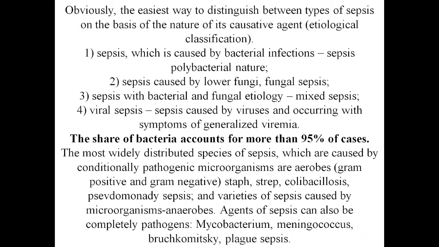The most widely distributed types of sepsis, which are caused by conditionally pathogenic microorganisms, are aerobes, gram-positive and gram-negative: staphylococcus, streptococcus, colibacillus, pseudomonas sepsis, and variants of sepsis caused by anaerobic microorganisms. Agents of sepsis can also be completely pathogenic: mycobacterium, meningococcus, and plague sepsis.